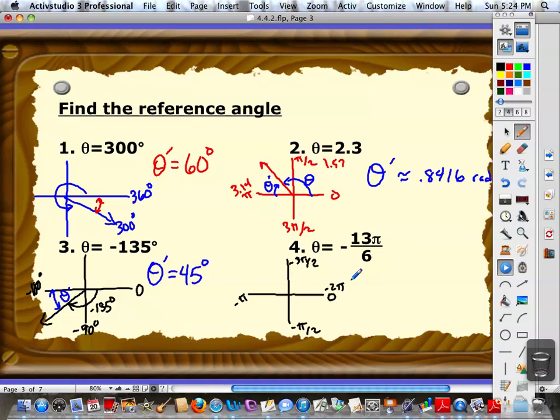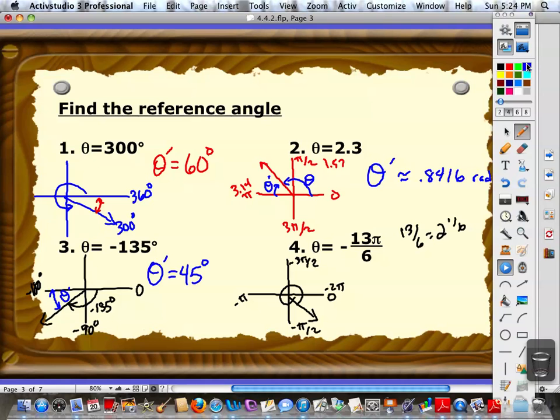Well, 13 divided by 6. Is that more than 2? Is it less than 2? Where does that fall? Well, 13 divided by 6 is a little bit more than 2. Okay, 13/6 would be 2 1/6. So that angle is going to start, go all the way around, and come back to the fourth quadrant.